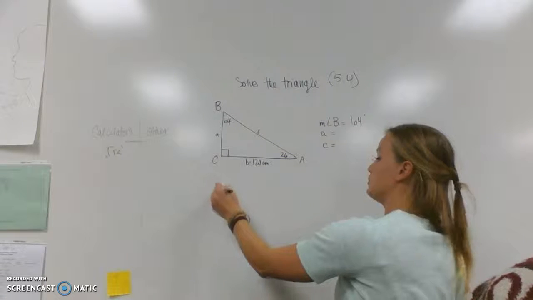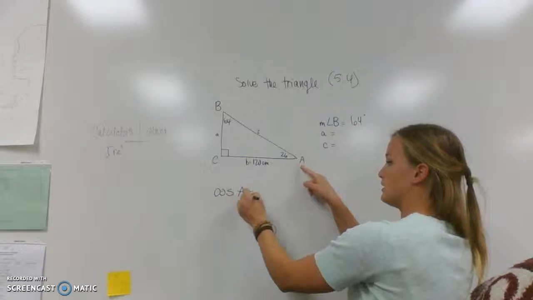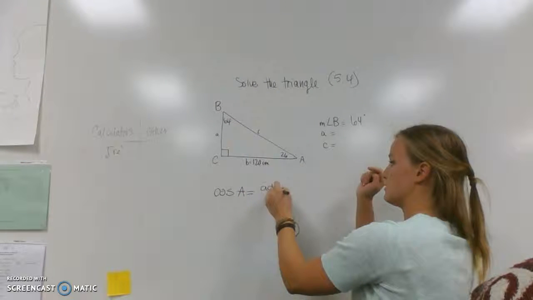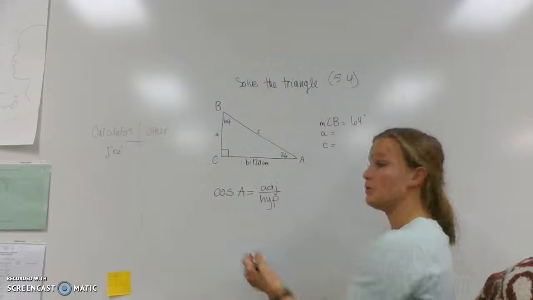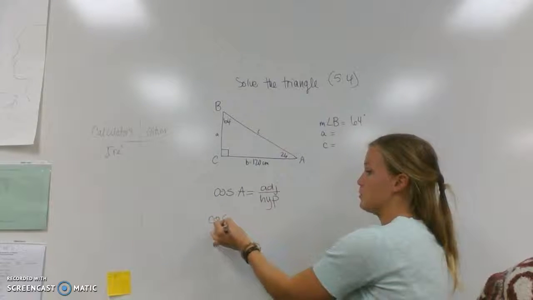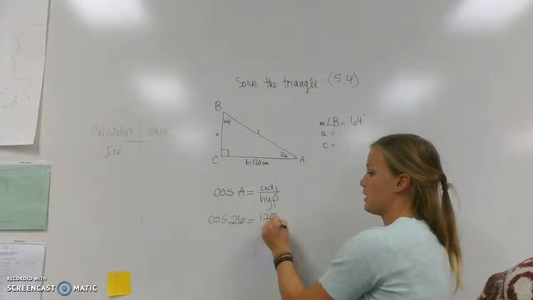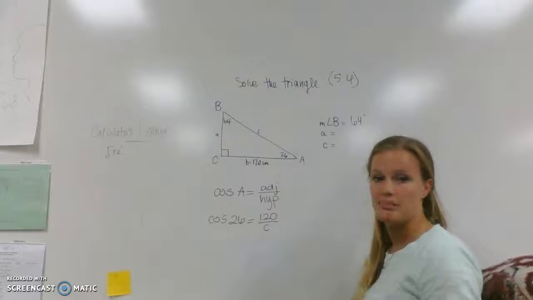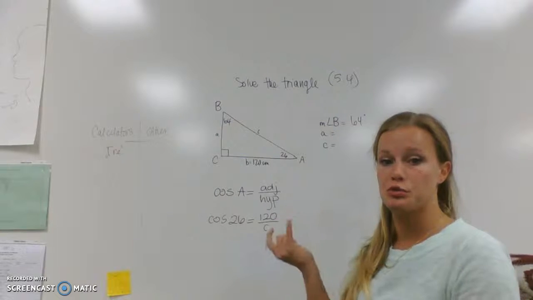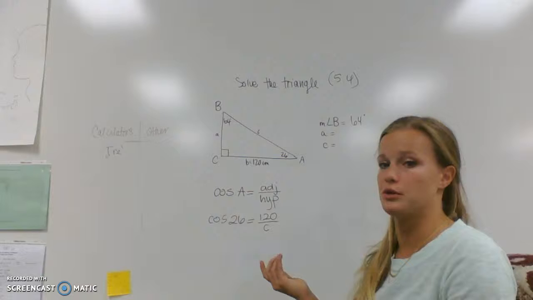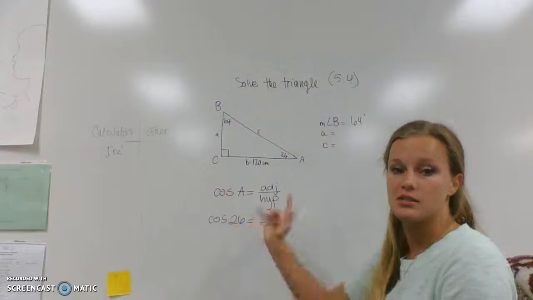So I'm going to do cosine of angle A, which is adjacent over hypotenuse. I can fill that in with information that I know. So cosine of angle A is 120 over C, which is my hypotenuse. Now, for those of you who remember the little switcheroo trick, it is kind of a shortcut. Whenever you have your variable in the denominator, these are always going to switch places.